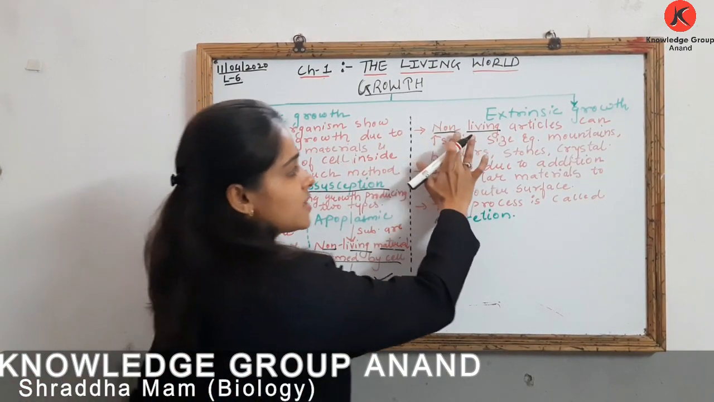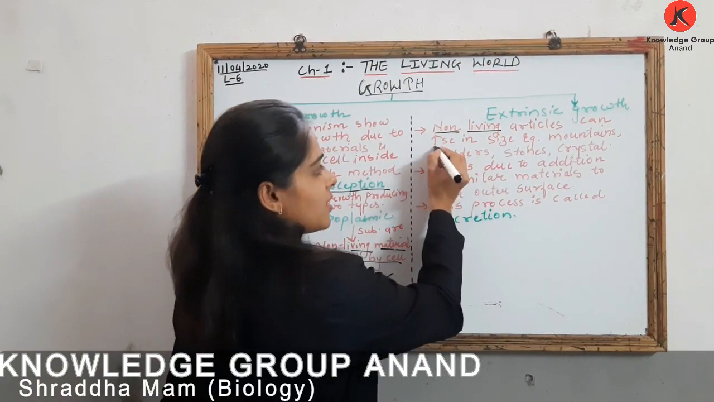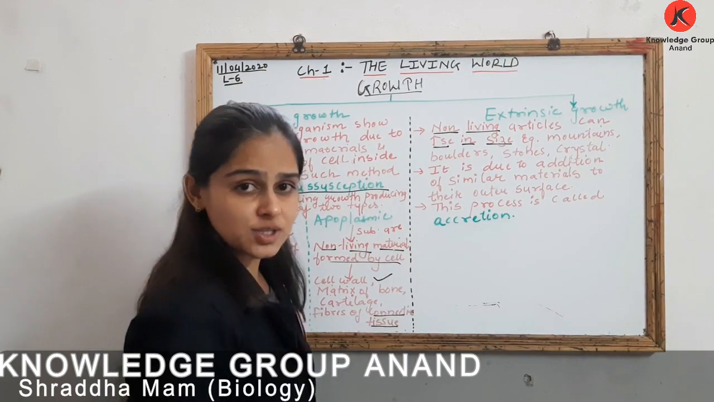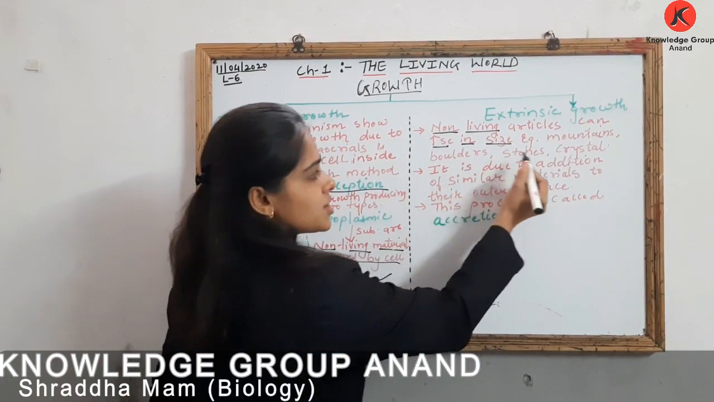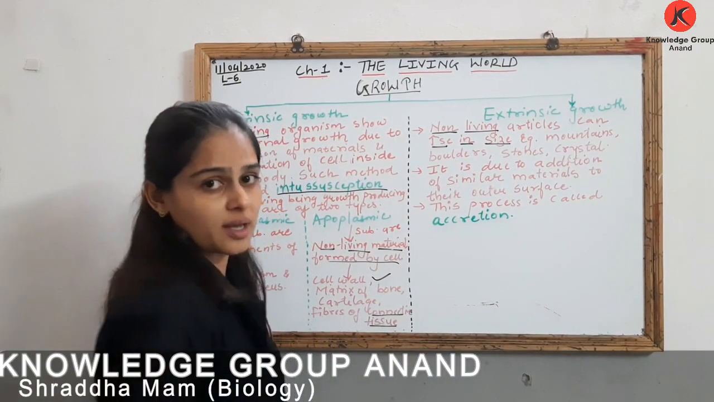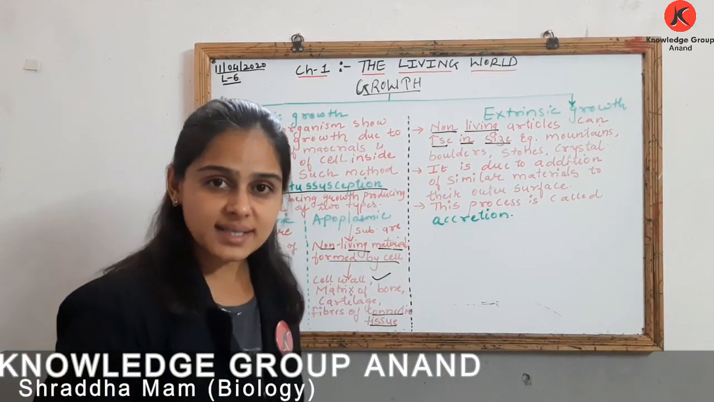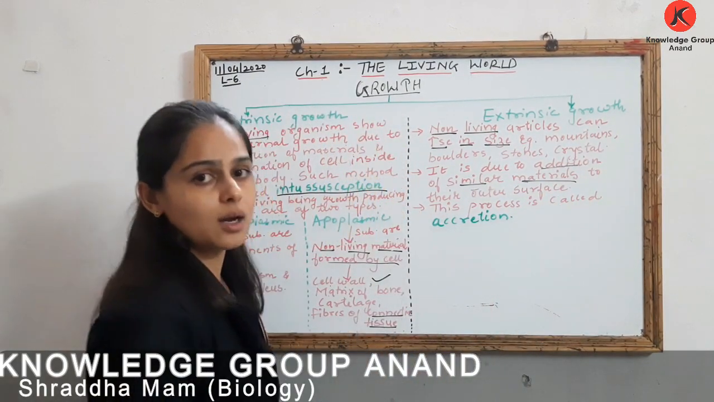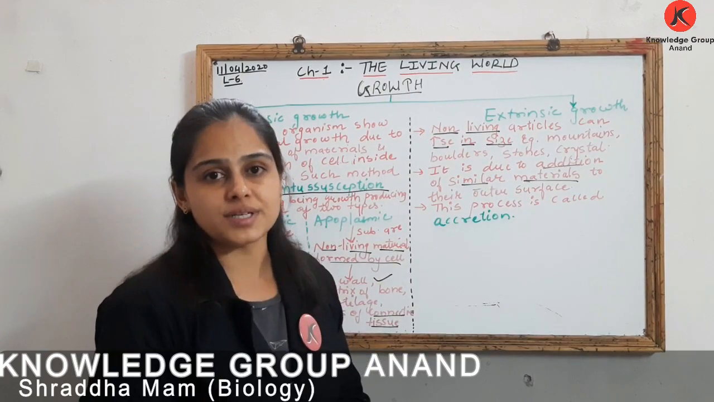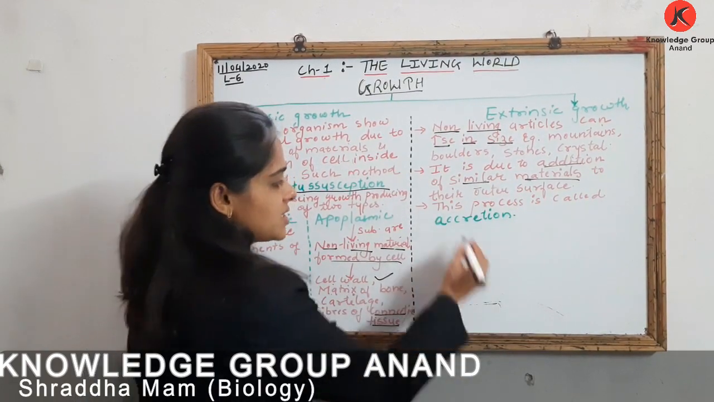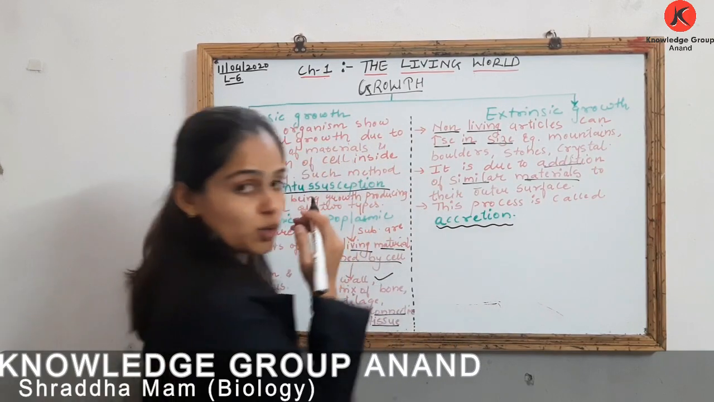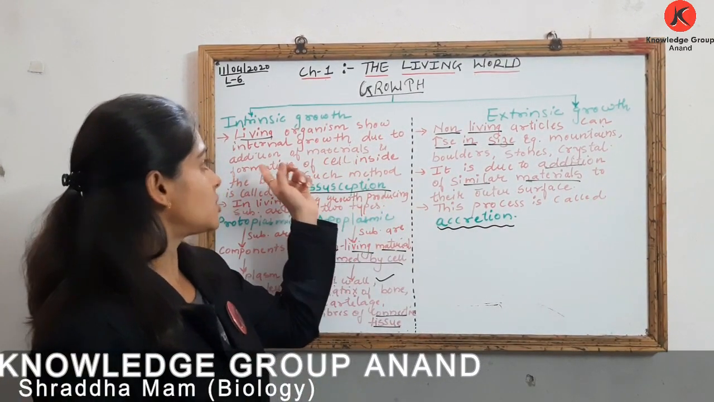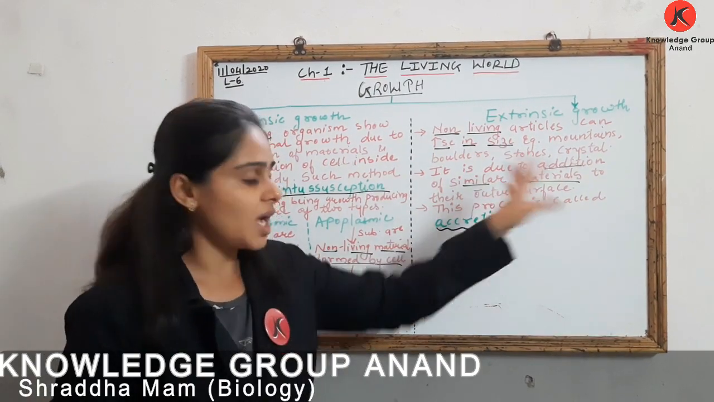So let's look at this. Non-living articles can increase in size, like the examples I have mentioned: mountains, boulders, stone, crystals. Why does this occur? Simple, due to addition of similar material on the outer surface. And this process is called accretion. Okay, so these are your two types of growth, internal growth and your external growth.